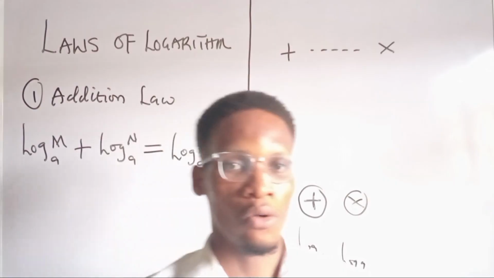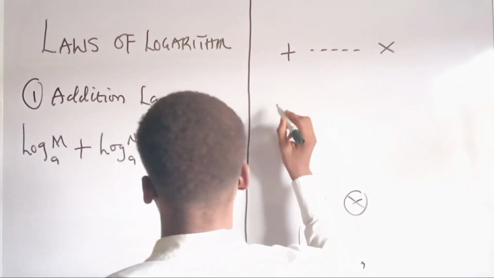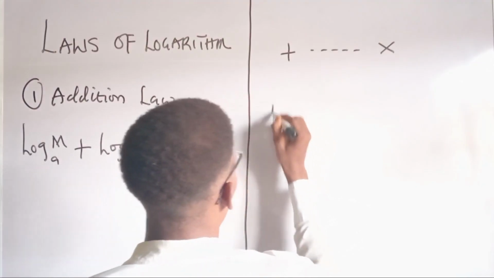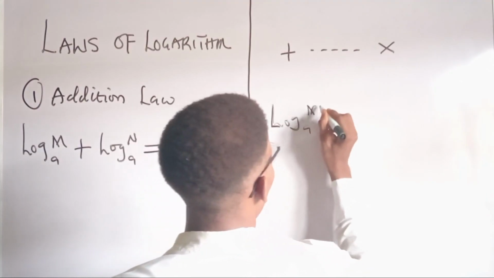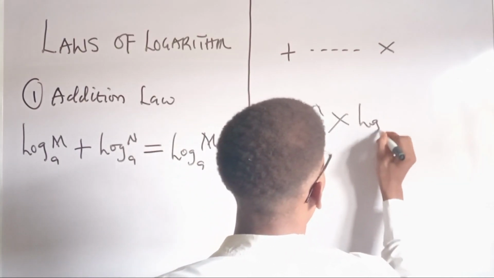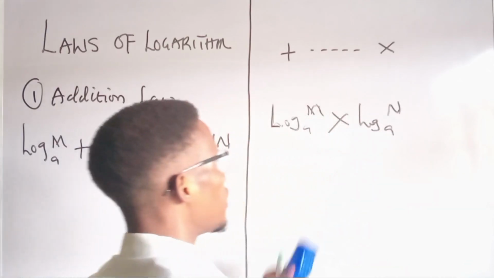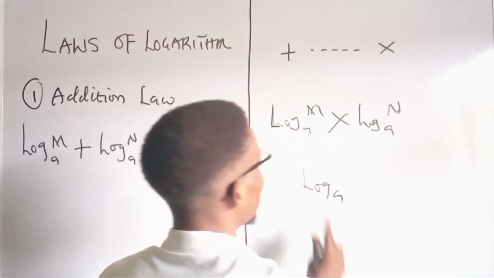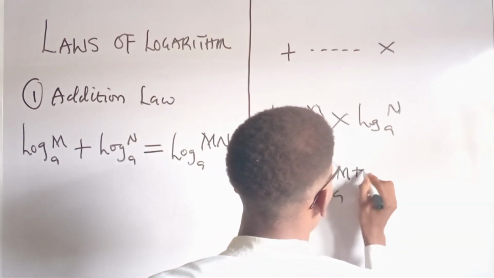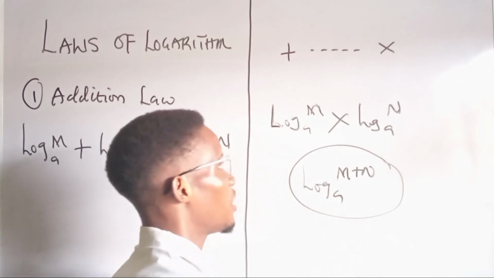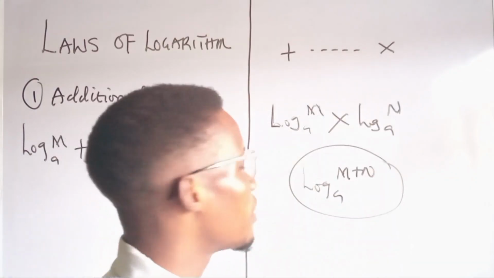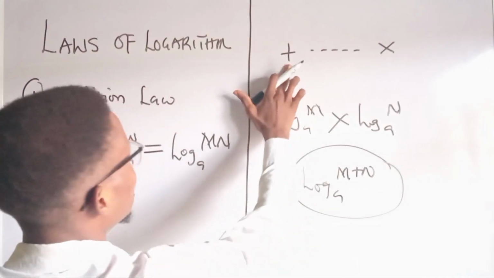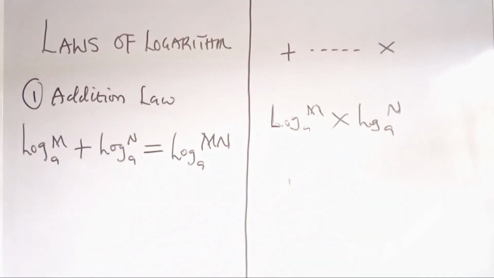This same thing works when you have log of m plus log of n, so you collect one log of the base a, and the numbers must be multiplied together, as in the multiplication case. What this means is that when you have multiplication it changes to addition, and when you have addition it changes to multiplication. So now let's go to the second law of logarithm.